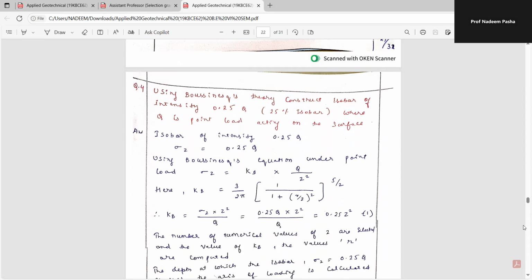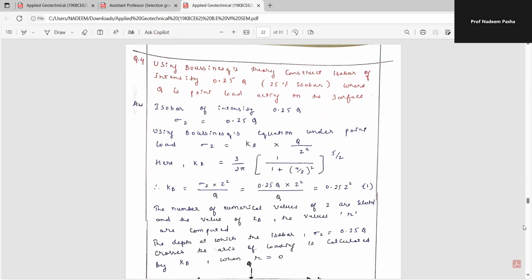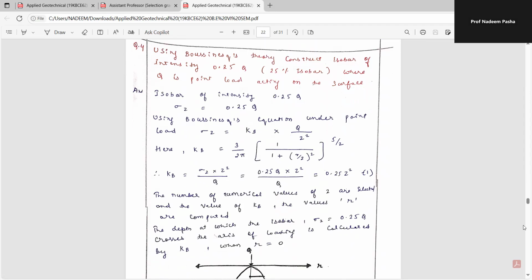A number of numerical values of Z are selected, and the values of Kb and R are calculated. The depth at which the isobar sigma Z is equal to 0.25 Q is found.